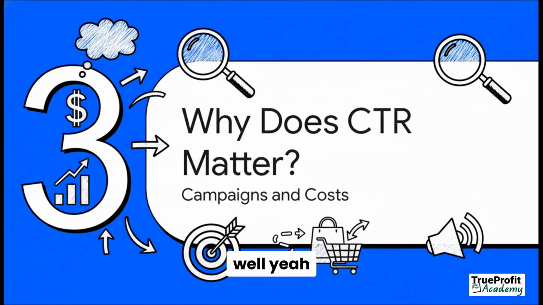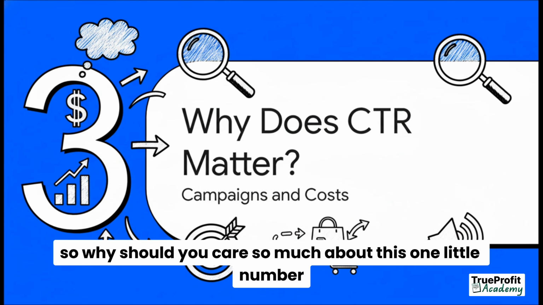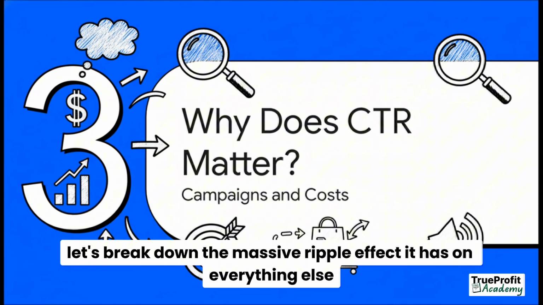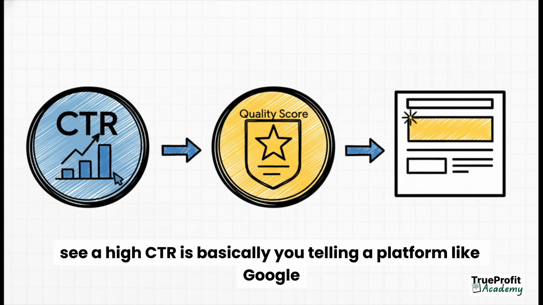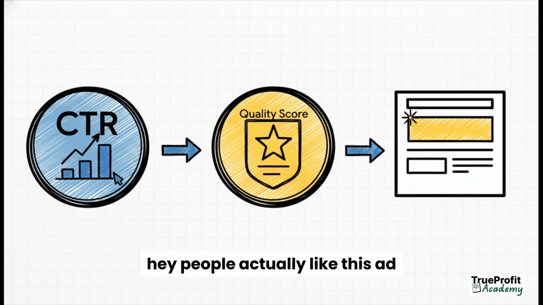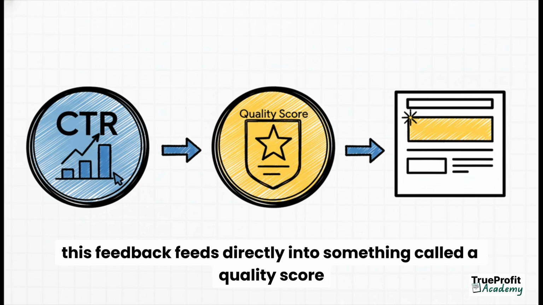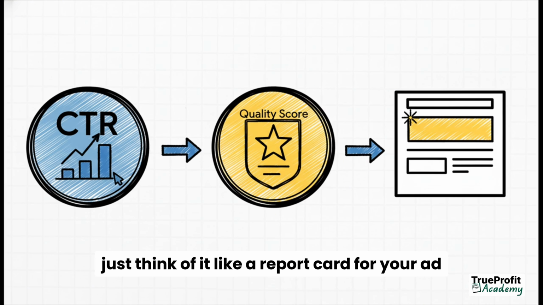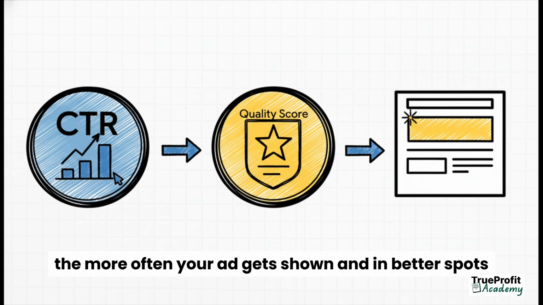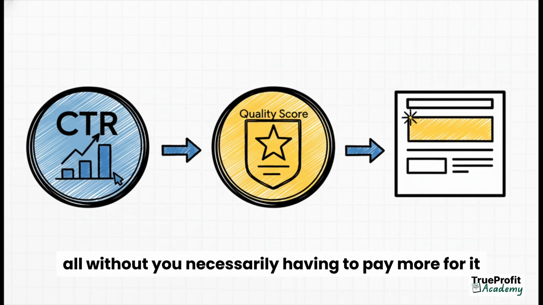Okay, so you've calculated your 2% CTR. Big deal, right? Well, yeah, it's actually a huge deal. So why should you care so much about this one little number? Let's break down the massive ripple effect it has on everything else. See, a high CTR is basically you telling a platform like Google, hey, people actually like this ad, it's relevant. This feedback feeds directly into something called a quality score. Just think of it like a report card for your ad. And the better your grade, the more often your ad gets shown and in better spots, all without you necessarily having to pay more for it.